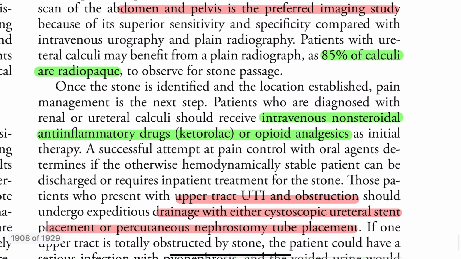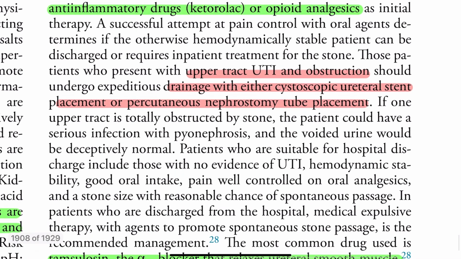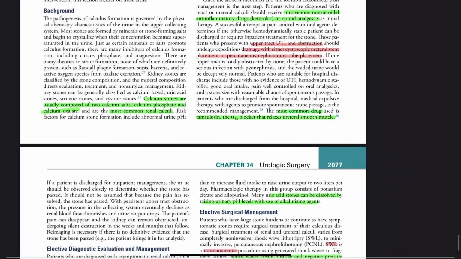For management we will give IV ketorolac or opioid analgesic. Upper tract UTI with obstruction should undergo expeditious drainage with either cystoscopic ureteral stent placement or percutaneous nephrostomy tube. The most common drug used in renal stone is tamsulosin, an alpha-1 blocker. Important question: how does it work? It relaxes ureteral smooth muscle.